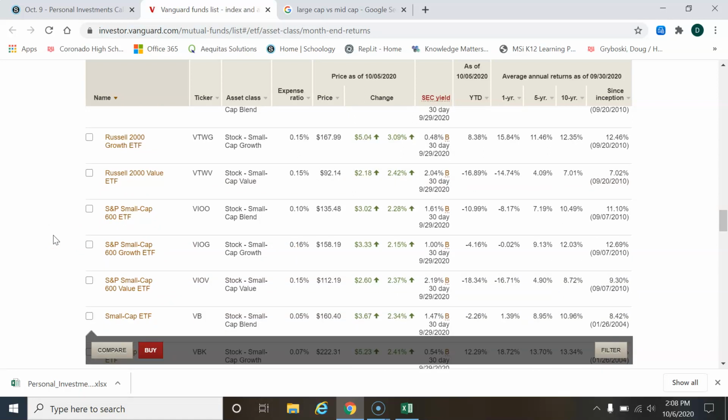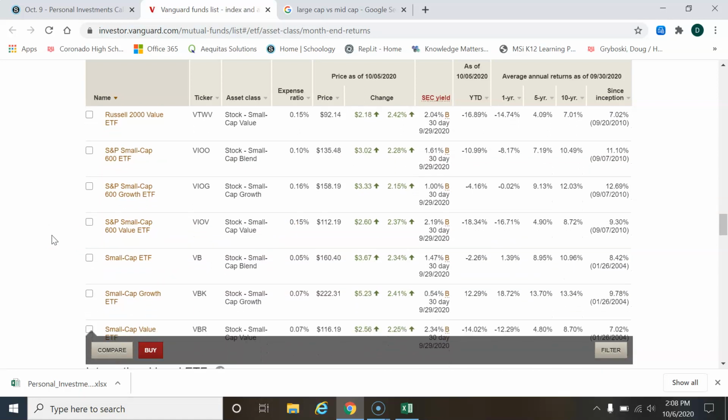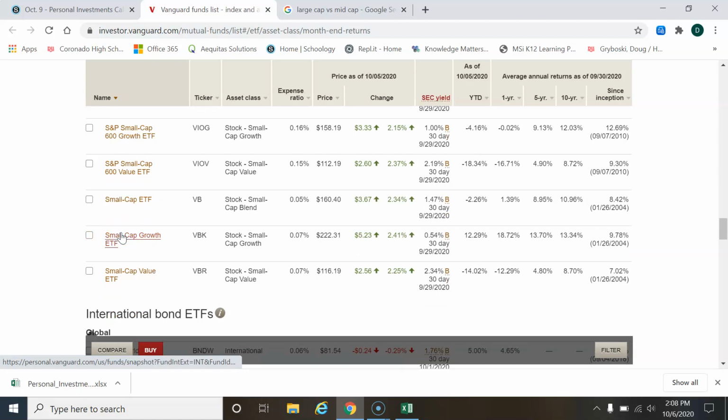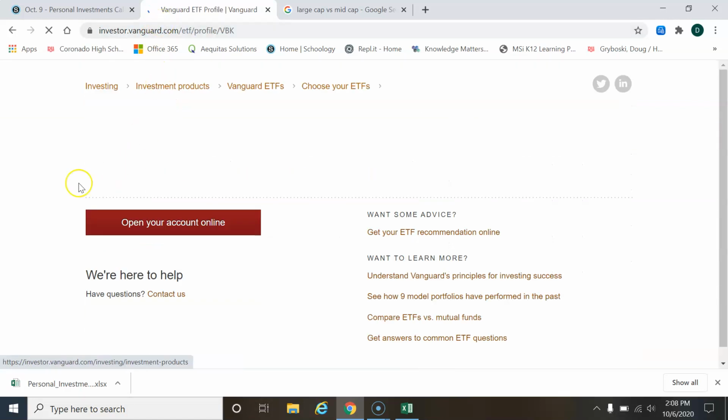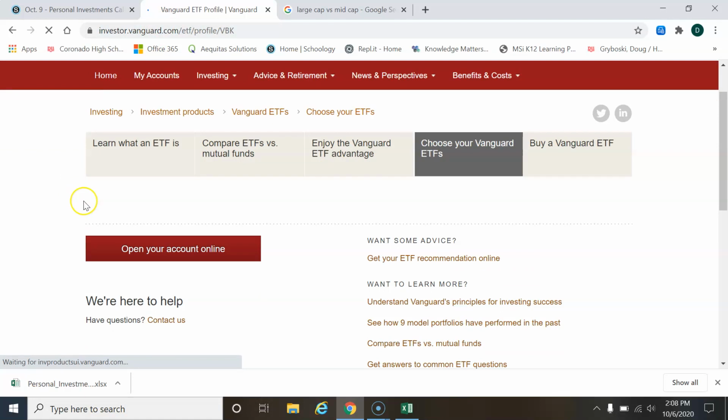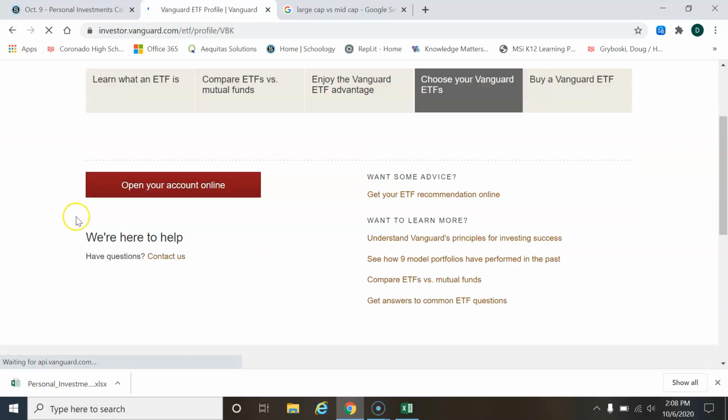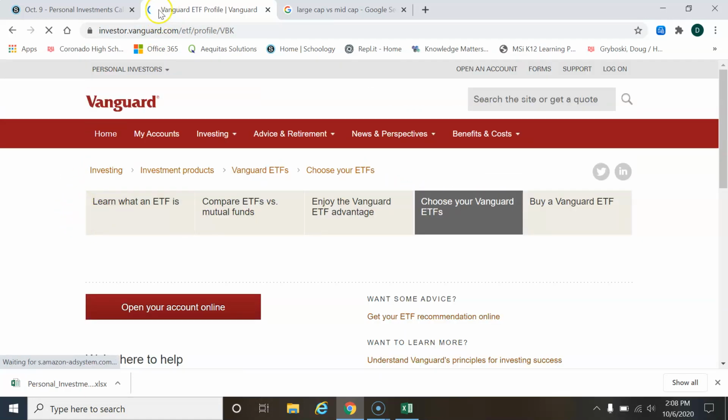If I click on a growth, let's see here, small cap growth right here, 0.07, I like that one. I'm looking over here to look at their 10-year. Yeah, I like that one. VBK. I own some of this one. So I'm going to click on it so it shows me the results here. Okay, and where are we at here? Come on, it's still loading.